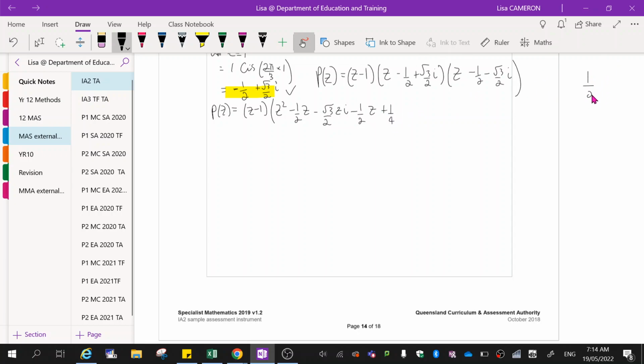Remember, with your fractions, when you have a half multiplying a half, your numerators multiply, so 1 times 1, and then your denominators multiply. Okay, so that was that one times that one. Now this one times this one, plus root 3 on 4i. Okay, so now we're up to the last term in this. This one times this one. This one times that one.